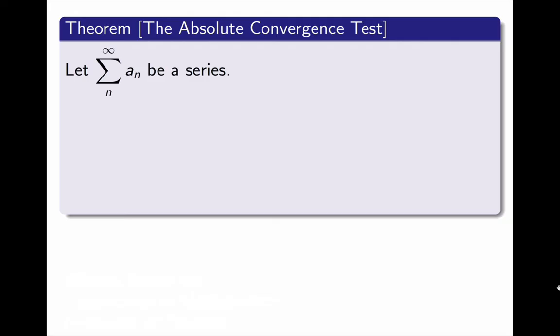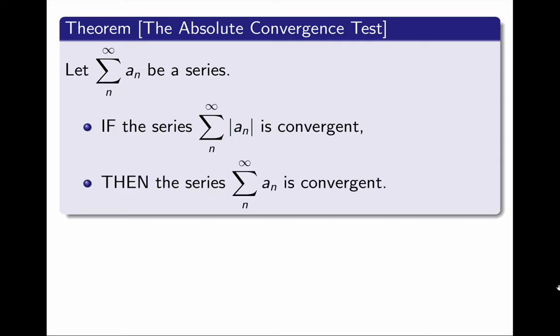I am looking at a series. If the same series with absolute values, making all the terms positive, is convergent, then the original series must be convergent as well. Before doing anything else, I will introduce a new piece of notation. Given a series, I will write pt to represent the positive terms and nt to represent the negative terms.